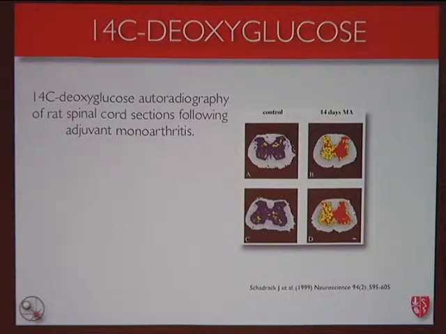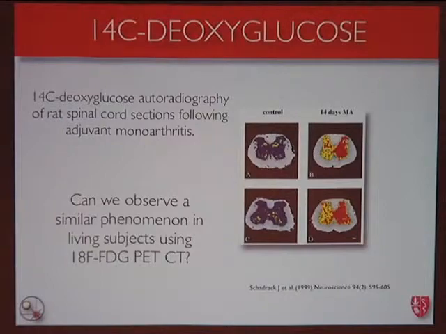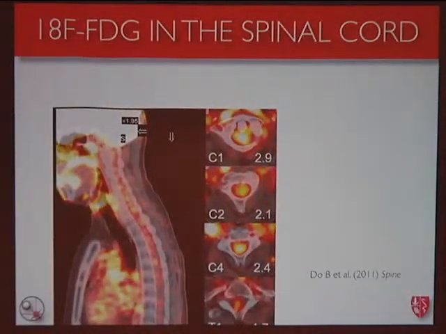Other investigators have used another analog of radio-labeled glucose, this one being 14C-deoxyglucose. This is an animal model of adjuvant monoarthritis, and you can see in a control animal, these are autoradiographic slices again, and this is an animal with 14 days of the arthritis, and you can see increased uptake in the dorsal horn of the spinal cord of this animal with monoarthritis. So I thought, can we observe some similar phenomenon in living subjects with FDG PET?